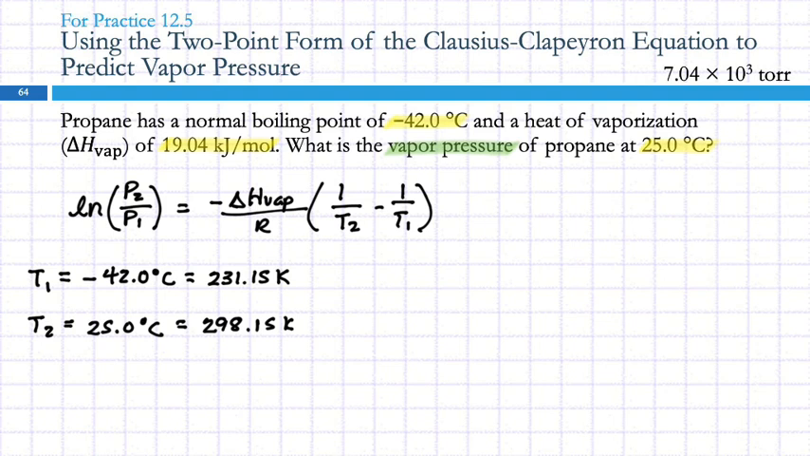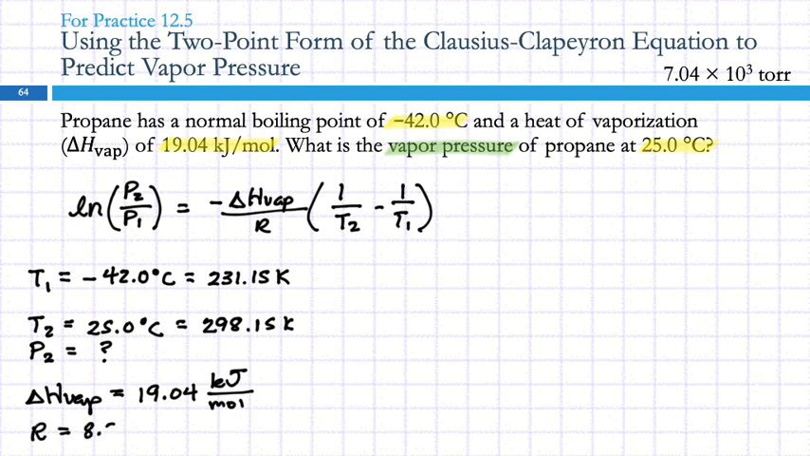And they're asking, what's the vapor pressure at this temperature? Well, we decided we were going to call that temperature 2. So then what we're looking for is pressure 2. And we were told that the heat of vaporization was 19.04 kilojoules per mole. And we can look up and see that R is equal to 8.314 joules per mole Kelvin.